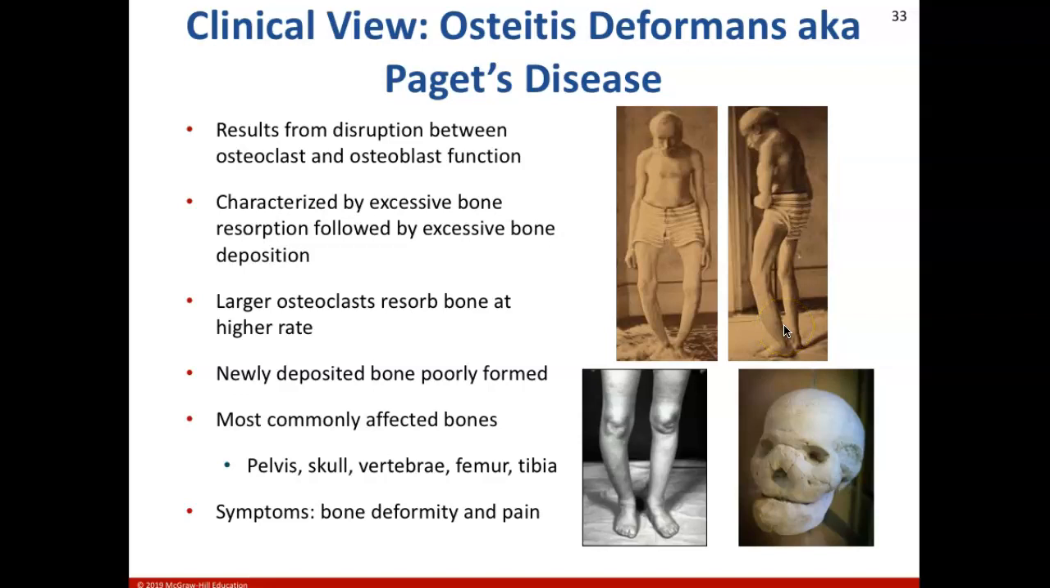Our larger osteoclasts are going to resorb bone at a higher rate, so we will see areas where bone is taken away, and then that newly deposited bone is poorly formed. So the most commonly affected bones throughout the body would be areas like the pelvis, the skull, our vertebrae, the femur and tibia, which you could see pictured over here as well as here. And symptoms would just be bone deformity and pain.